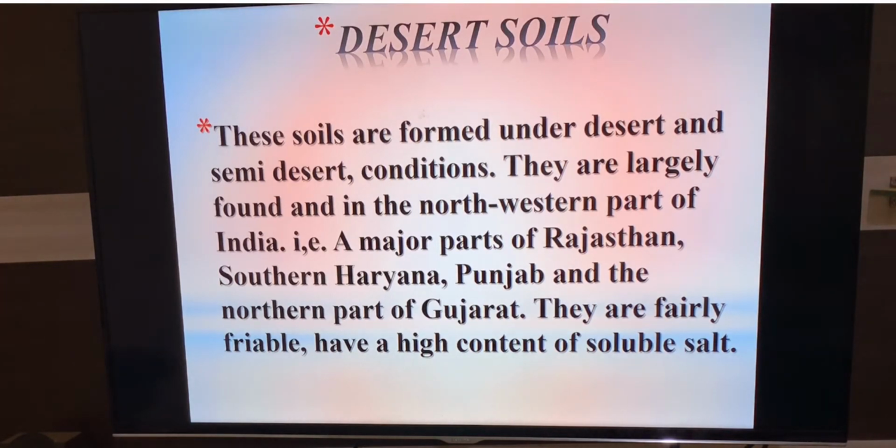Desert soils are mainly found in desert regions, and the major part of desert in India is located in the northern part of India, that is Rajasthan, southern Haryana, Punjab and the northern part of Gujarat. The geographical condition of desert soil is fairly friable, with high content of soluble salt. These are the geographical features of desert soil.